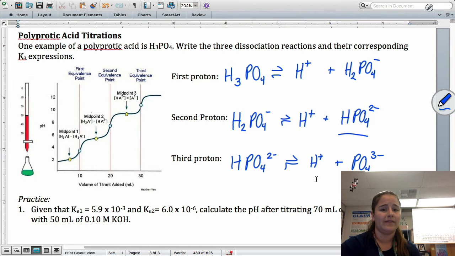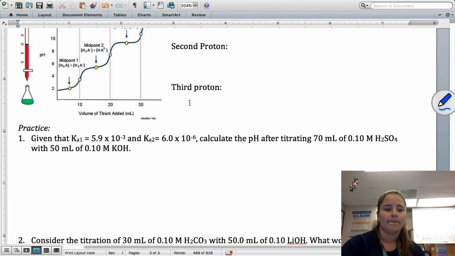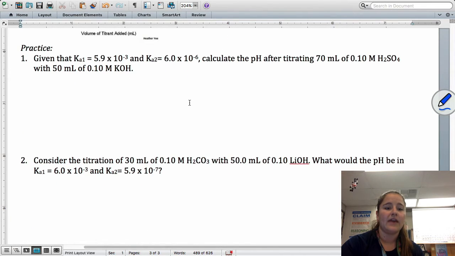So let's go ahead and look at that practice problem. Given that Ka1, so that's the titration of the first proton, is 5.9 times 10 to the negative 3, and Ka2 is 6.0 times 10 to the negative 6, calculate the pH after titrating 70 milliliters of 0.1 molar H2SO4 with 50 milliliters of 0.10 molar KOH.